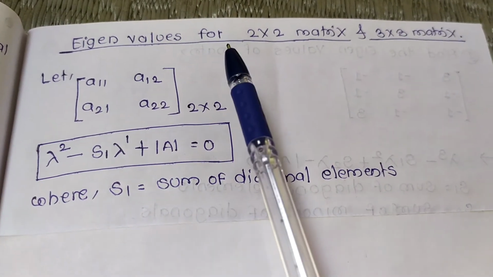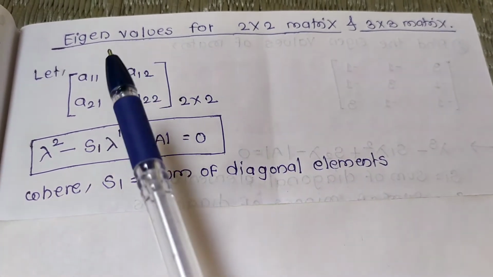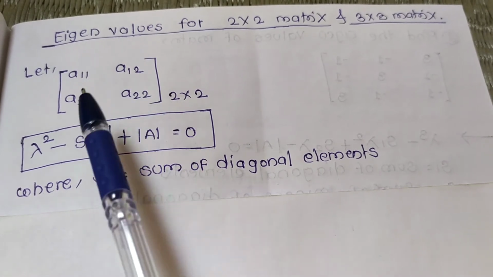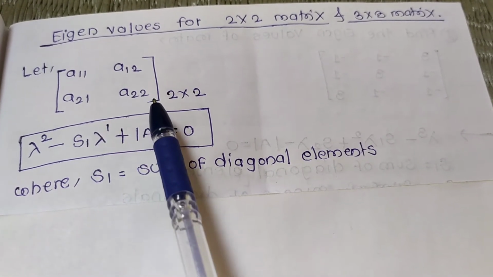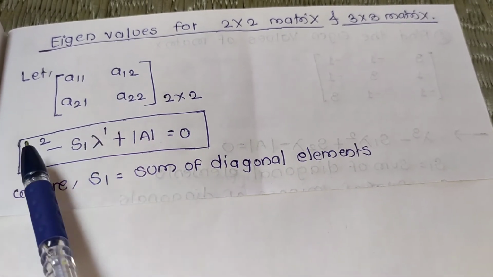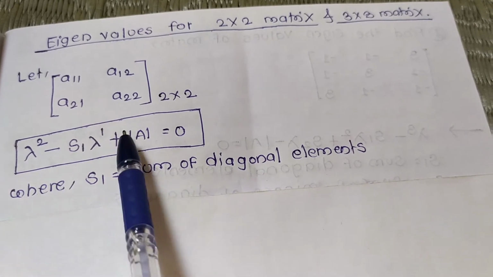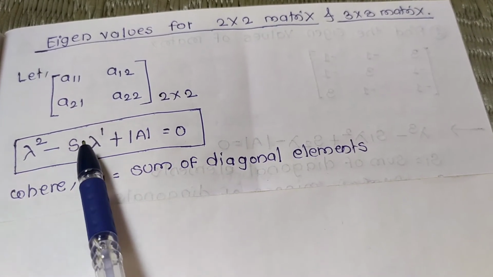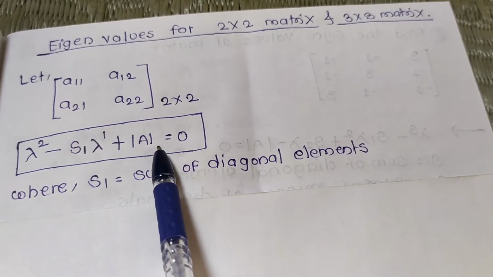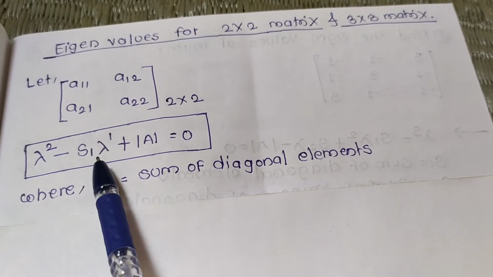Now, eigenvalues for a 2 by 2 matrix and a 3 by 3 matrix. See, this is a 2 by 2 matrix: A11, A12, A21, A22. The formula for that 2 by 2 matrix: start with lambda square, plus sign, then minus sign, then plus sign. Lambda square minus S1 lambda plus determinant of A is equal to 0. Very simple formula.